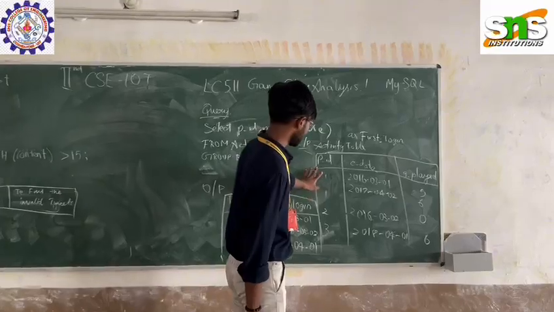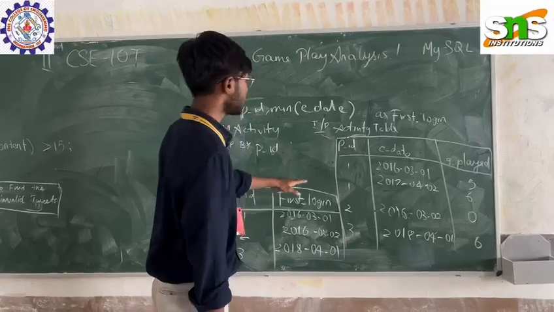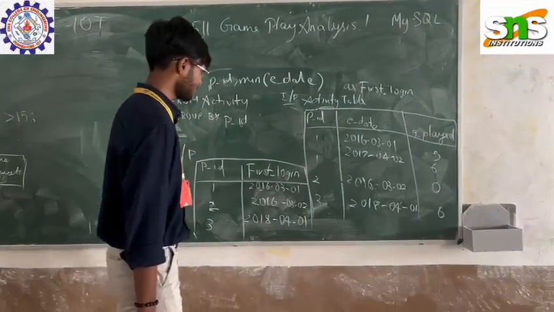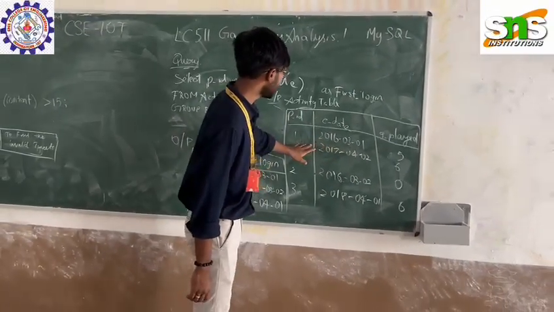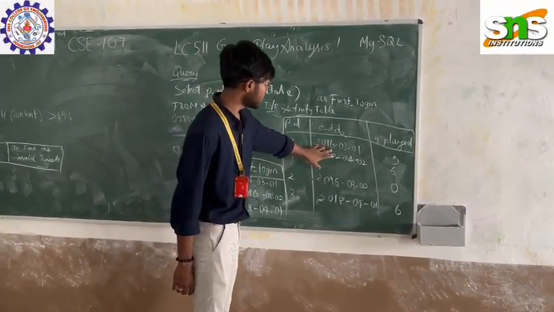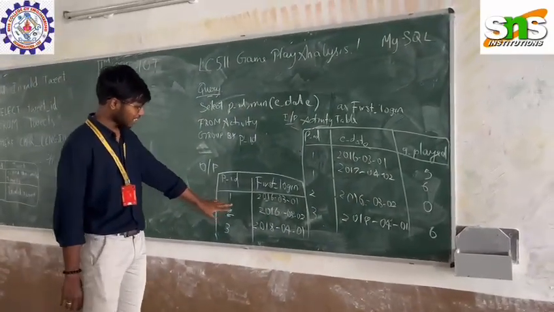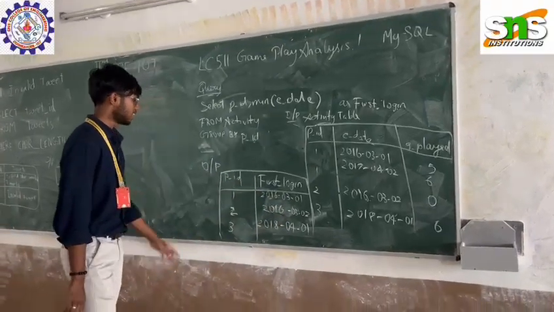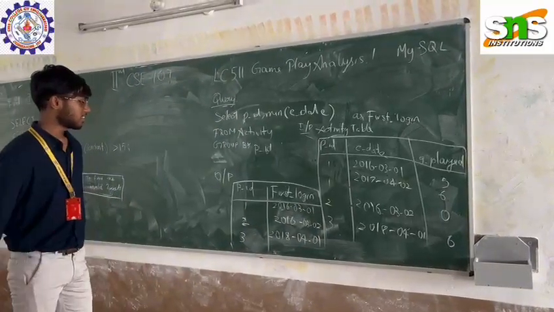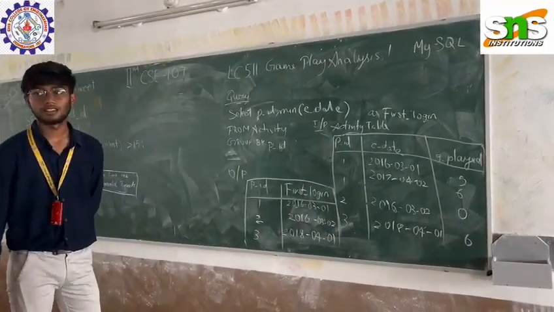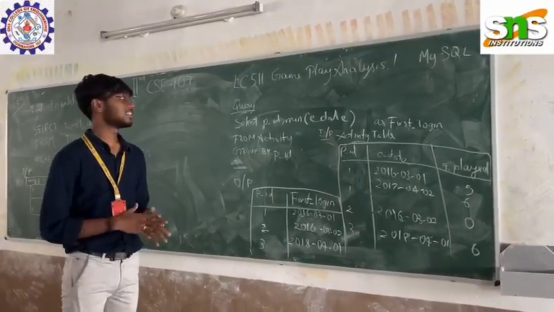The input has 4 players. We need to take the minimum date, looking at the date for each player's ID. Here 2016 is the minimum, so we put the first player as 2016-03-01. Next player 2, and then player 3. This is the output of the result of the gameplay analysis.